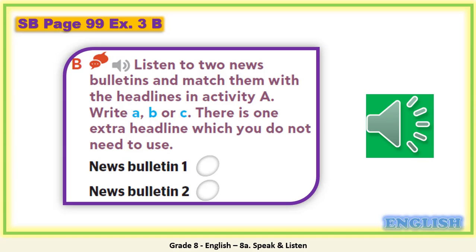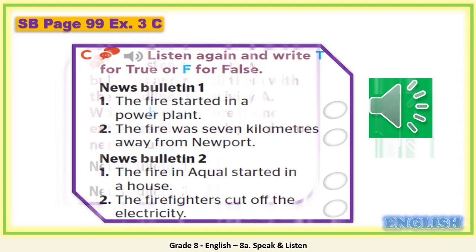Now let's check your answers. News Bulletin 1. What is the answer? Is it A, B, or C? Great. The right answer is C. Now let's move to News Bulletin 2. What is the right answer? Is it A or B? Great. It is A. Great, my dear students.